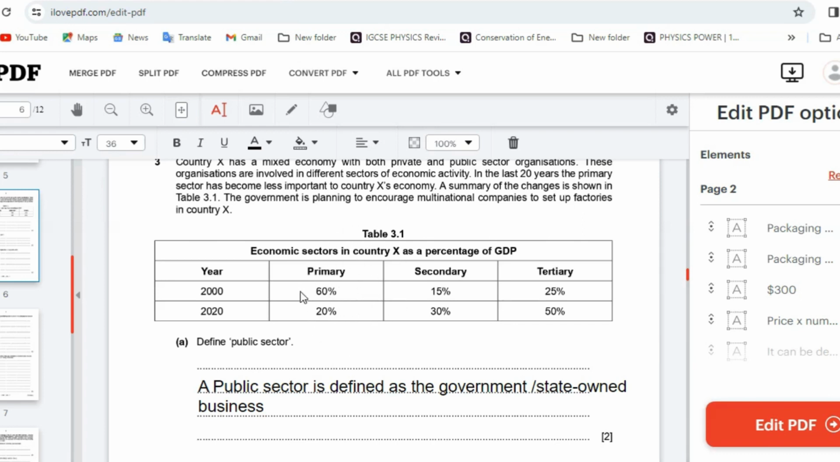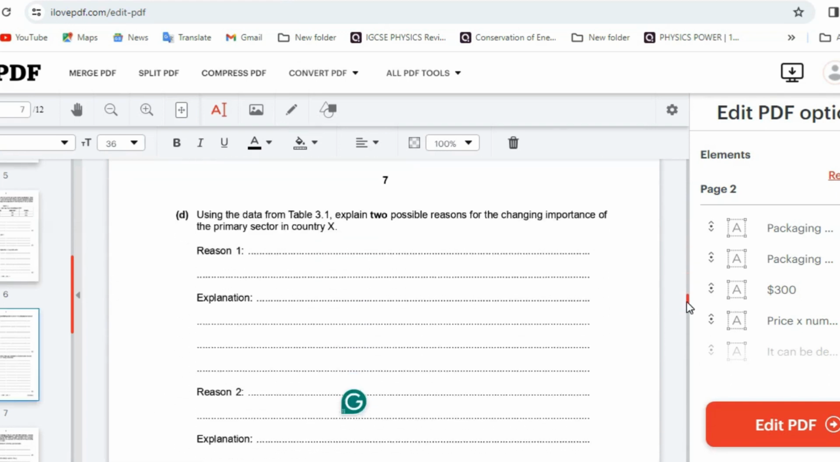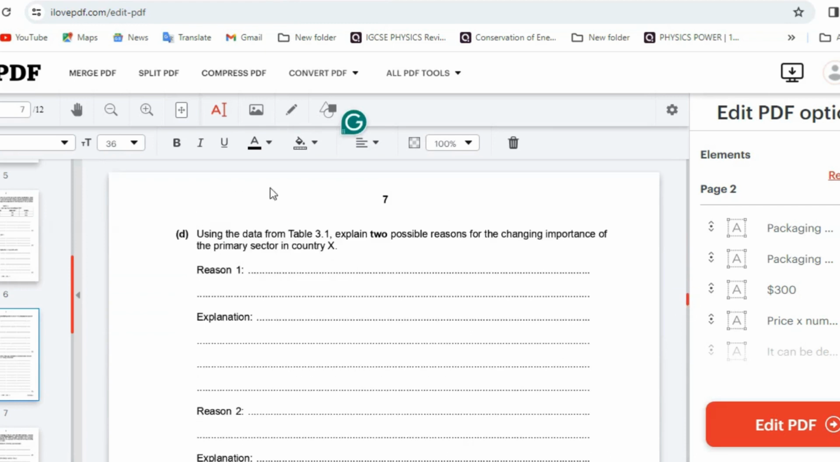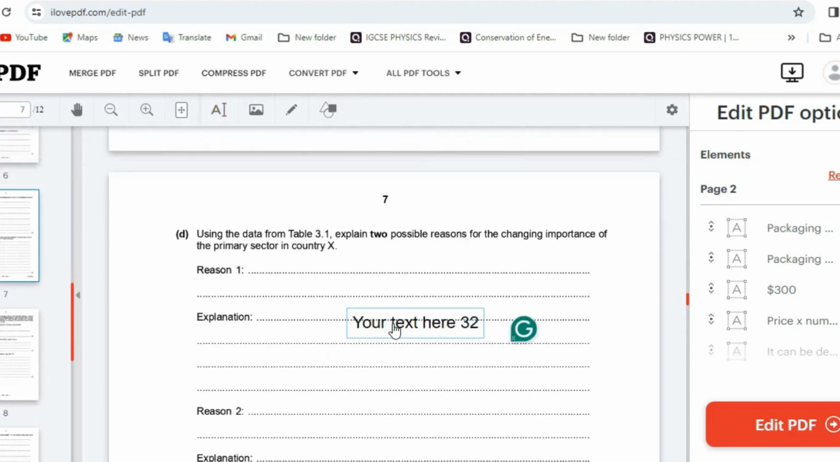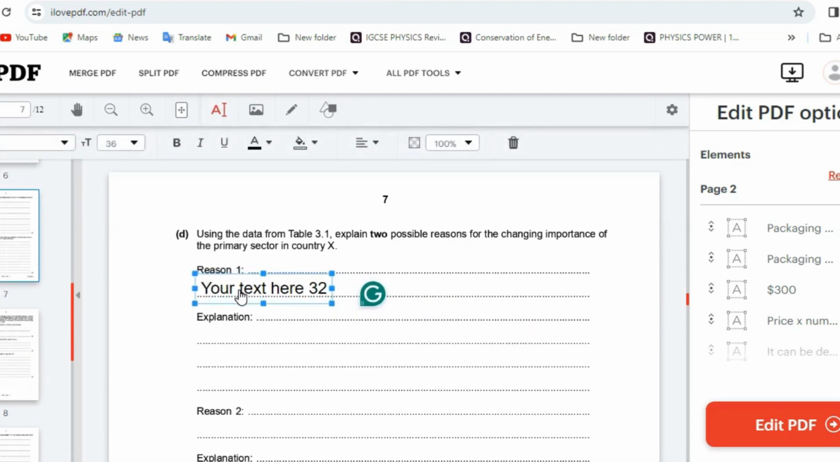What do you think can be the first point when they are changing the primary sector in country X? Of course, the first one is it can lead to depletion of natural resources. Okay, let's put that in the text. The first reason is depletion of natural resources.